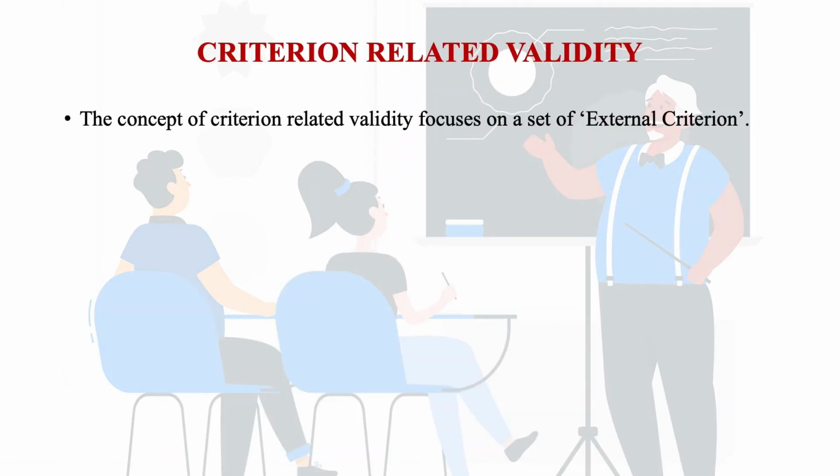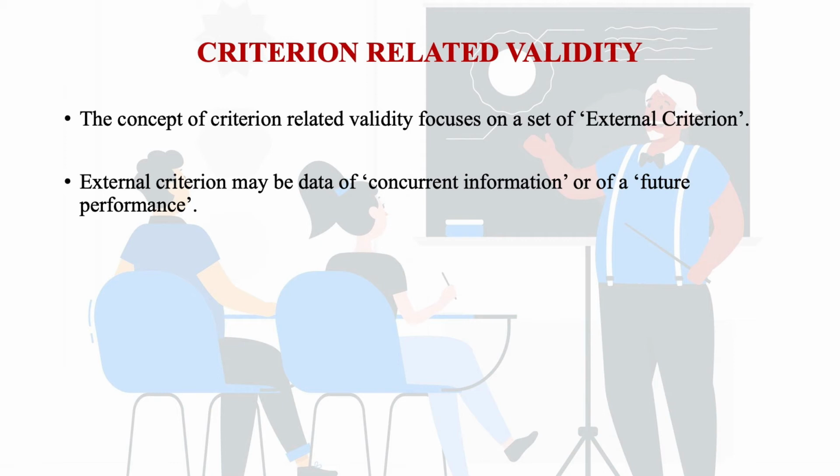Okay, and further, the third method, that is criterion related validity. Try to understand what are the different criteria that are supposed to be taken into consideration for constructing a tool, for validating a tool. So here two important criteria: one is the external criterion and the other is the concurrent criterion.